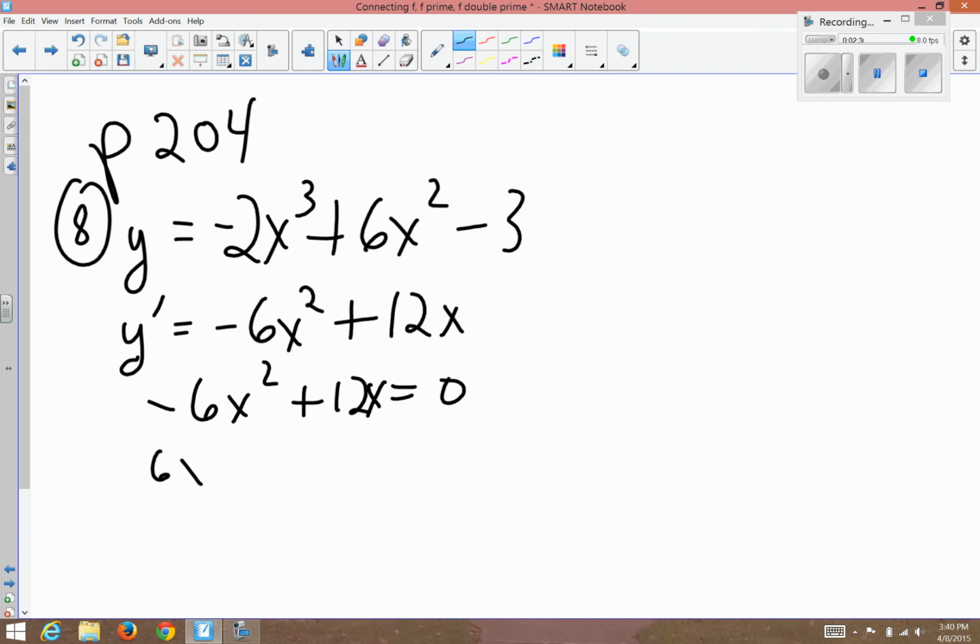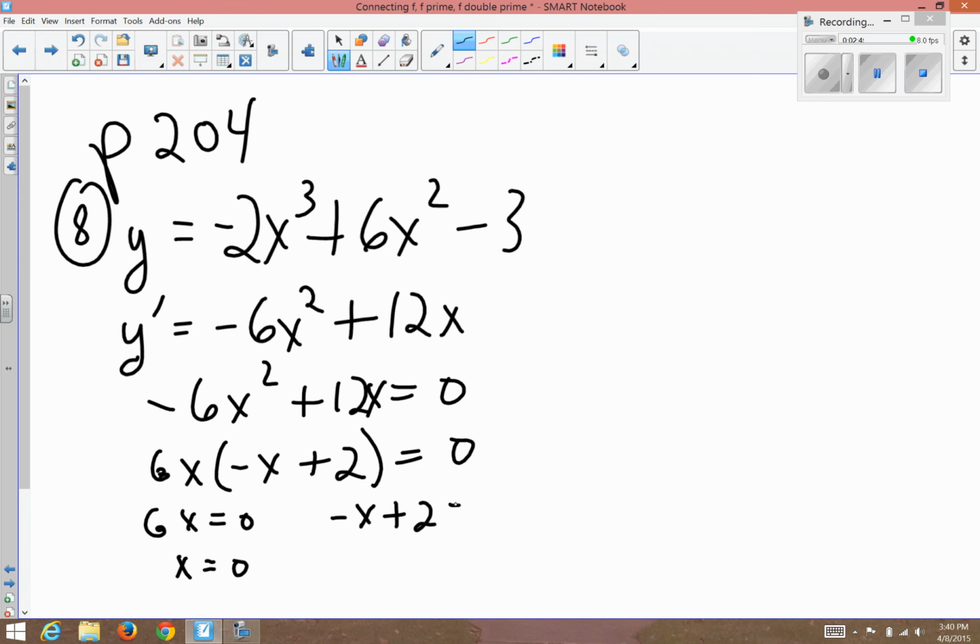6x can be factored out of negative x plus 2. 6x equals 0 when x equals 0. Negative x plus 2 equals 0 when x equals 2.